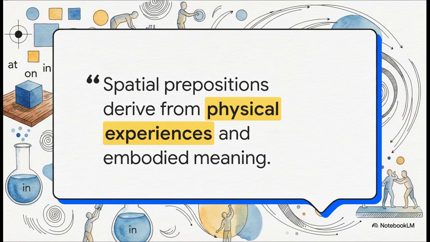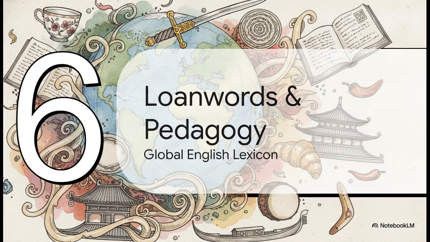We use at for a point in space, on for a surface, and in for a volume. When we teach these words, we aren't just handing out arbitrary grammar rules. We are literally teaching spatial cognition translated directly into language. Finally, we arrive at section 6, loanwords and pedagogical implications.